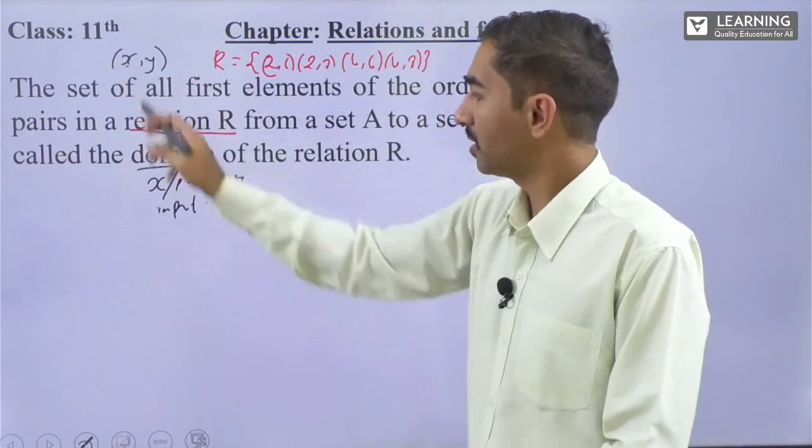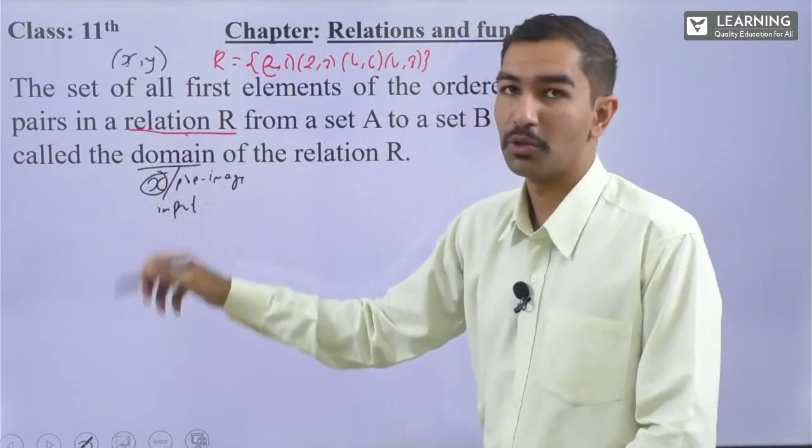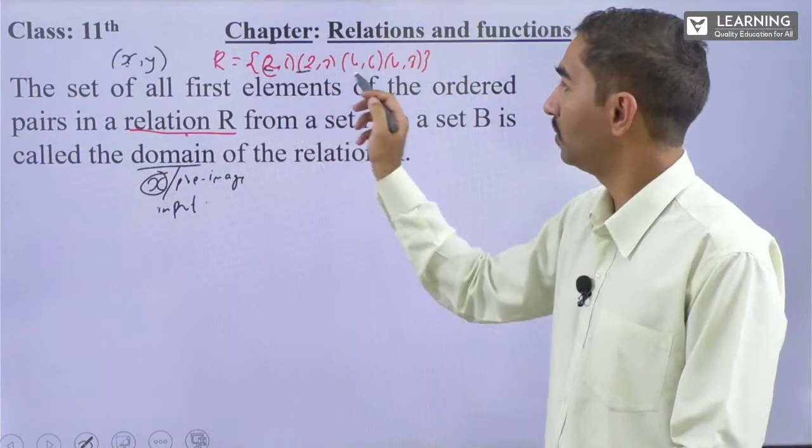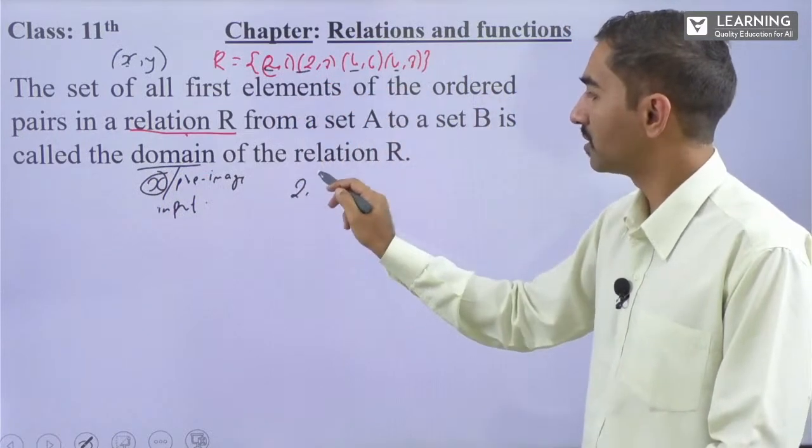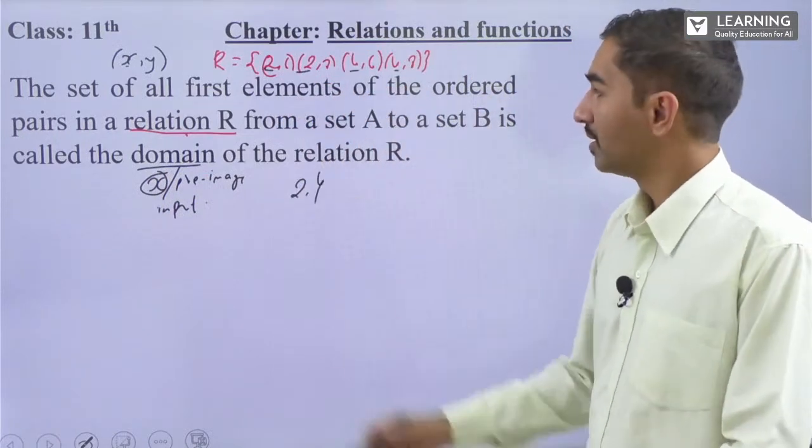So where X is what? So that is what I have written here. X is nothing but the domain. So what is the domain here? 2, 2, 4, 4. So 2 comma 4 is the domain. Understood? So this is about the domain.